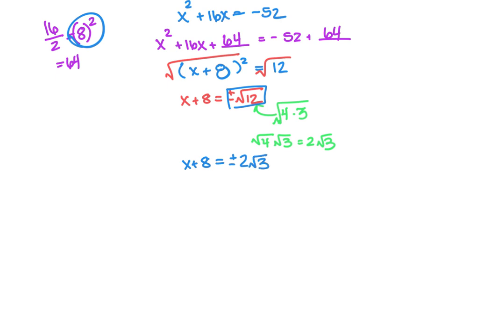And then finally, we just need to solve this. We would subtract 8 on each side. So we have x is equal to negative 8 plus or minus 2 square roots of 3.